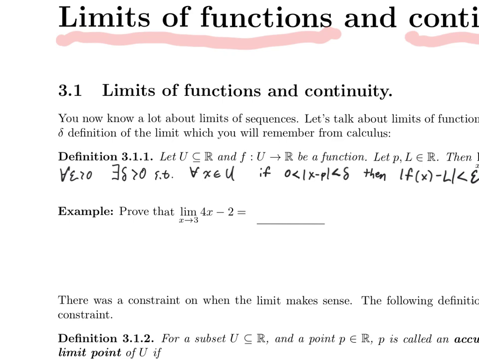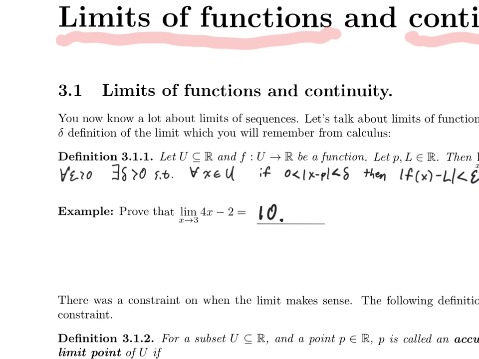That means I'm interested in what happens when x is close to 3. Well, when x is close to 3, 4x should be close to 12, I guess. And if you take something close to 12 and subtract 2, you should get something that's close to 10. That should mean that this limit is equal to 10. Well, let's actually go through the proof.